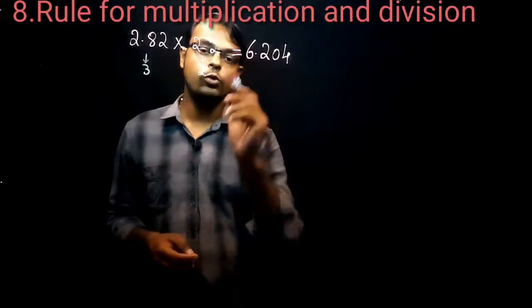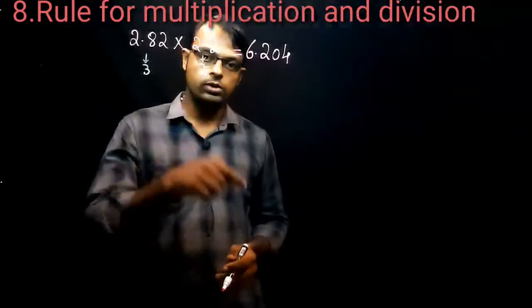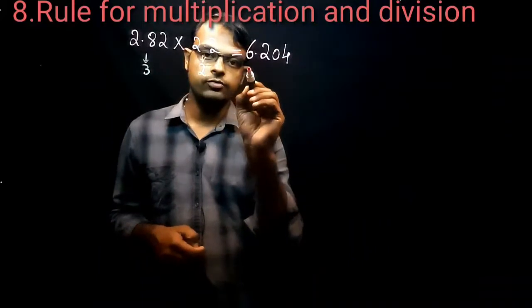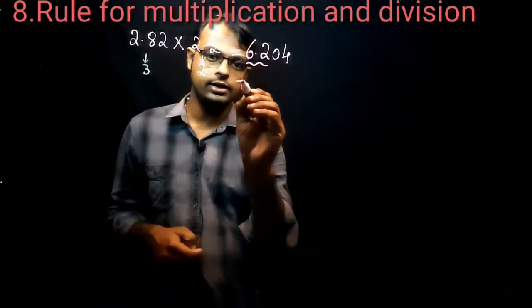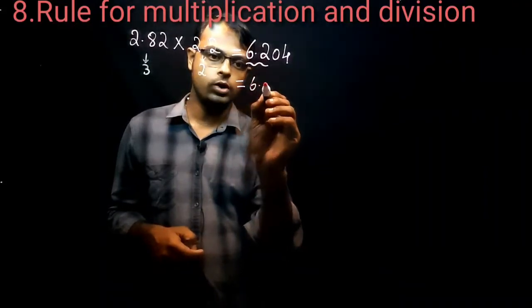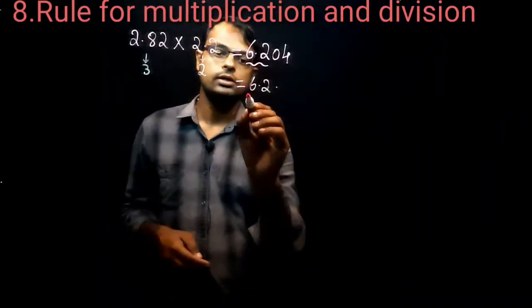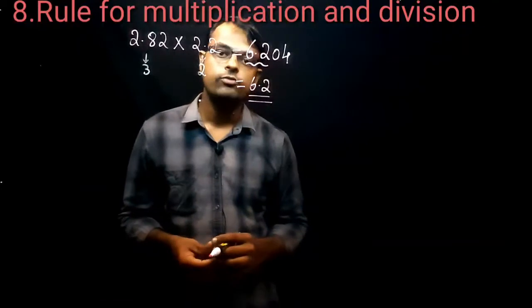1, 2, 3, 4 are there. But according to the rule, how many significant figures must be there? Only 2. So this answer we can write as 6.2. 6.2 is the final answer.